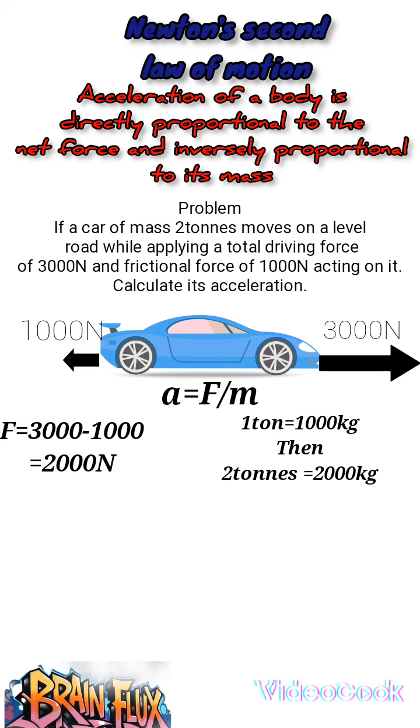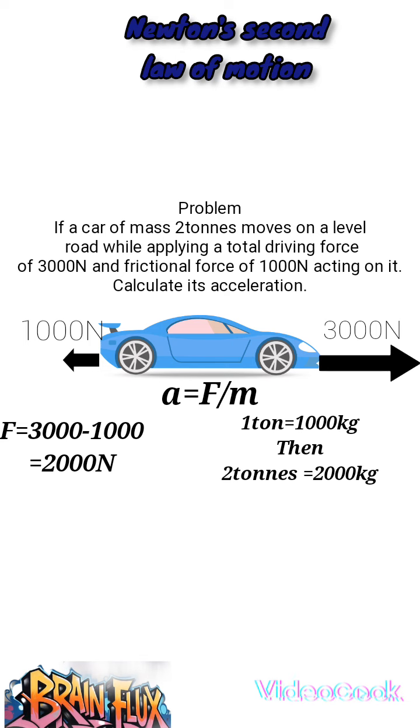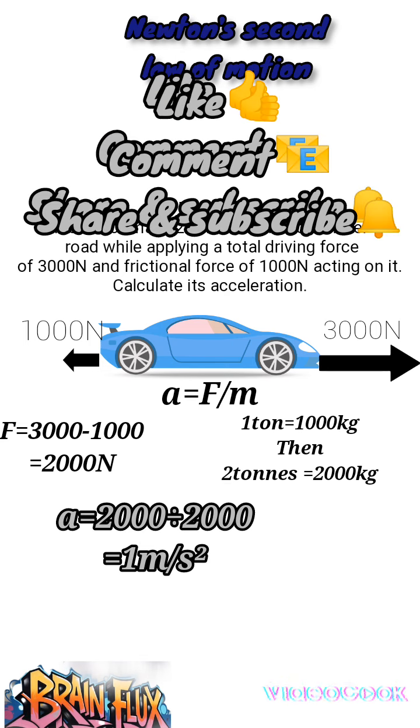So now let's just get the formula again. Acceleration is equal to force over the mass, and we're going to say 2,000 newtons divided by 2,000 kilograms, and this is going to give us 1 meter per second squared.